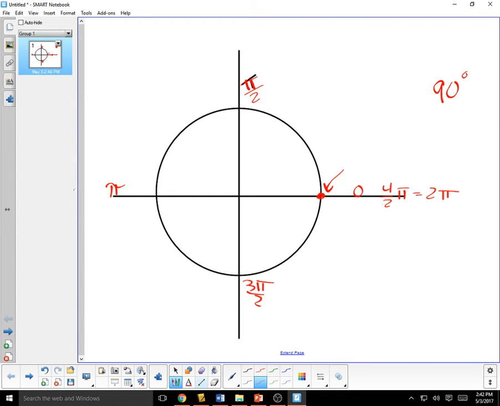what are the coordinates there? We know these. What are they? 1, 0. What are the coordinates up here? 0, 1. What do we have over here? Negative 1, 0. Down here? 0, negative 1. So there is that part of the unit circle.